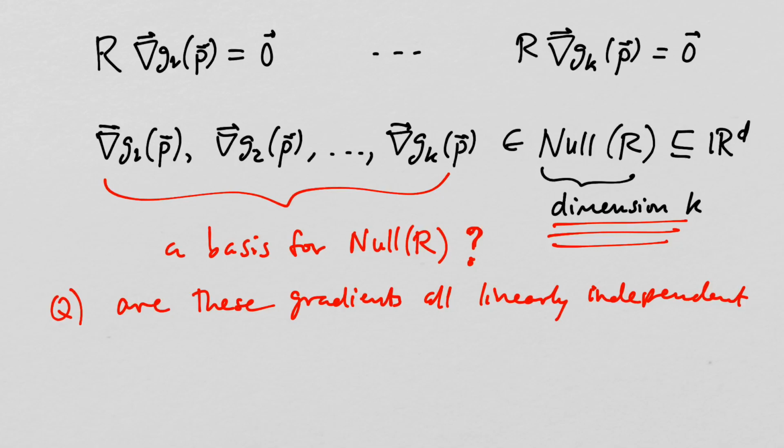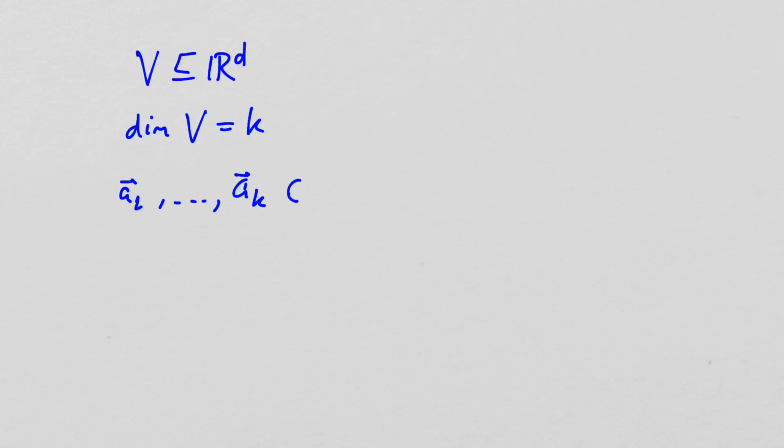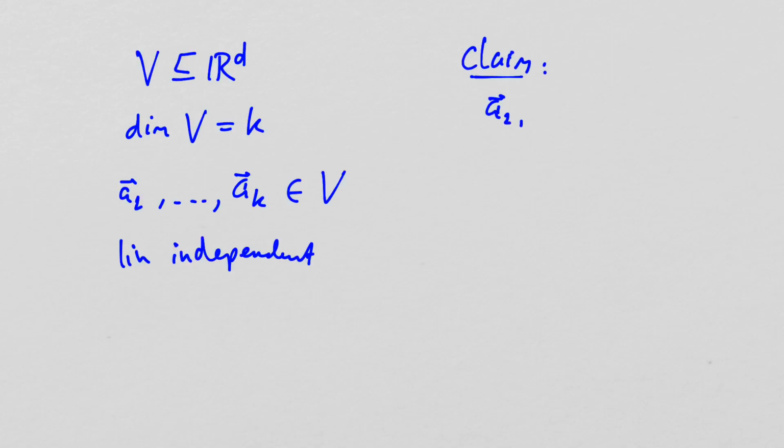How do I know that? Let me just take a moment, informally. Suppose I have a subspace of something, and I know its dimension, and I know I have a list of vectors in there, the correct number of vectors, k of them, all in that space, and I know that they're linearly independent. Suppose all that is known. Then I claim that those vectors automatically span that space. So it's a linearly independent spanning set. In other words, it's a basis.